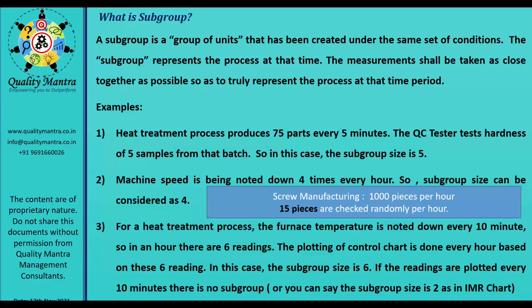Okay. And there you are going to use the X bar R chart. Instead of individual data, you are going to plot the average of the subgroup and the range of the subgroup. So instead of plotting the range of 2 data, you are going to plot the range of the entire subgroup. The subgroup can be 3, 4, 5, 6, whatever it may be.